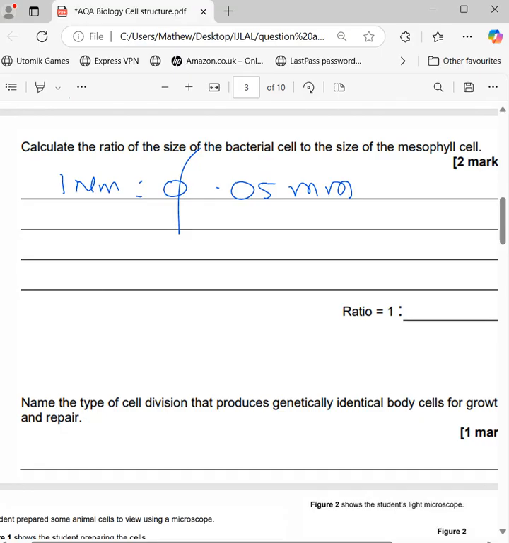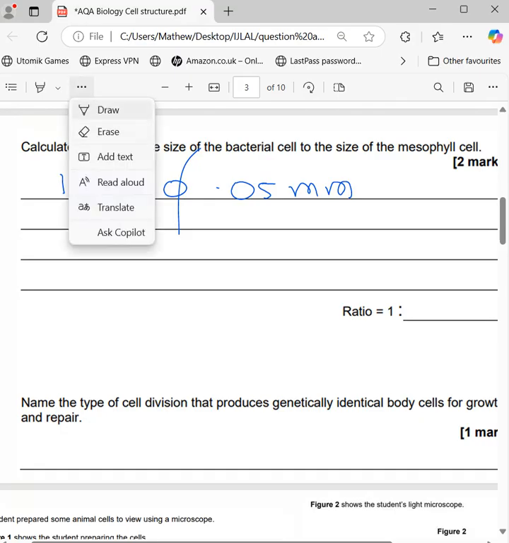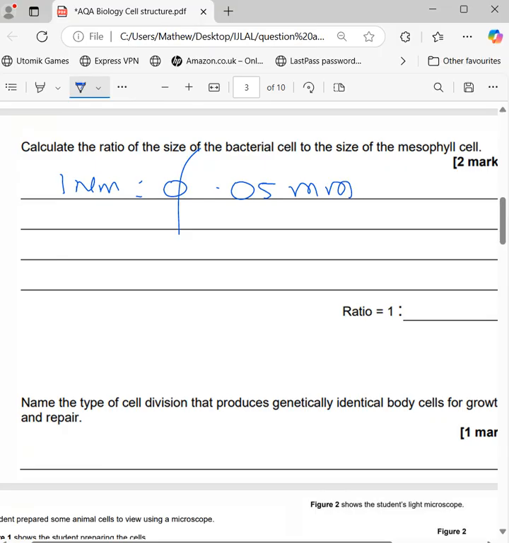So now, are you going to leave your answer like this? Absolutely no. You have to convert them to be in the same unit. To convert 0.05 from millimeters to micrometers, you multiply by 1000. If you multiply 0.05 by 1000, that will give you 50 micrometers. So your answer will be 1 micrometer ratio 50 micrometers, so 1 ratio 50. That's what you need to do.